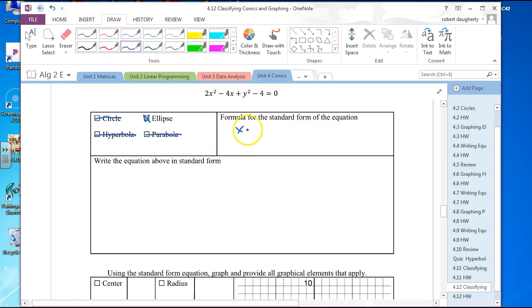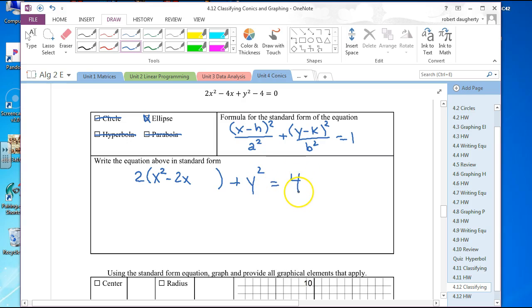So it needs to be (x minus h) squared over a squared plus (y minus k) squared over b squared equals 1. So I need to complete the square in both variables. But if I look at this right now, which variable do I need to complete the square in? X. Why not y? It's already a perfect square when I look at it. So I need to factor out the 2, and then I get x squared minus 2x plus y squared equals 4. So what do I need to add here? Plus 1 squared. What am I really doing there? I'm adding 2. So I need to add 2 over here.